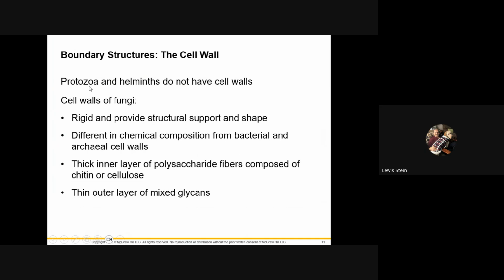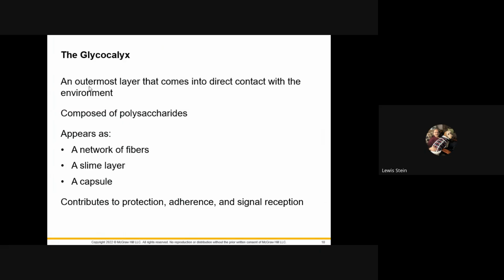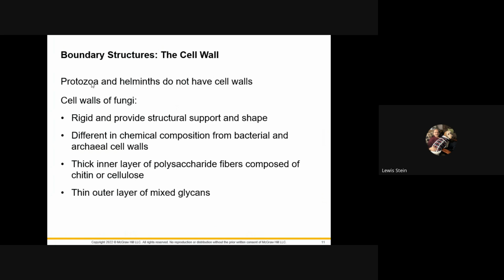So the boundary, and now understand when they get to this, all cells have this, but they do not necessarily have to have a cell wall. Protozoans and helminths do not have a cell wall. They're very similar to a typical eukaryotic cell that we would have that functions independently, like say a white blood cell would be an example of that. Fungi and algae have that cell wall.